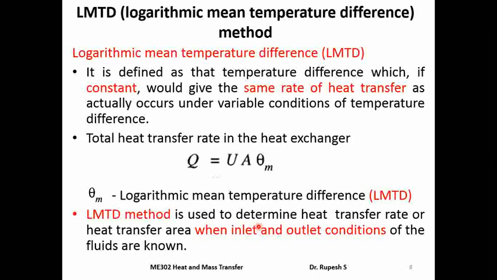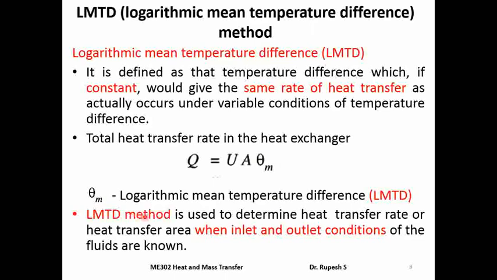So if you assume such a constant temperature difference, you can write the total heat transfer rate in the heat exchanger by using the equation Q is equal to U into A into theta M. It is the same as U into A into delta T, where U is the overall heat transfer coefficient, A is the area available for heat transfer or the heat exchanger area, and theta M is the temperature difference. That's the constant temperature difference, or theta M is the logarithmic mean temperature difference.